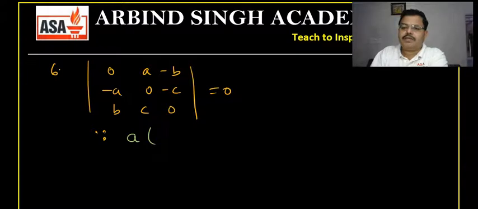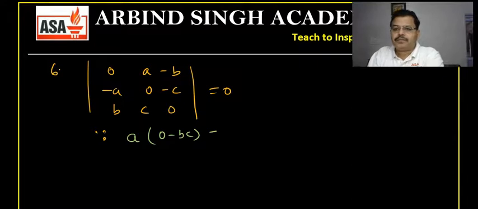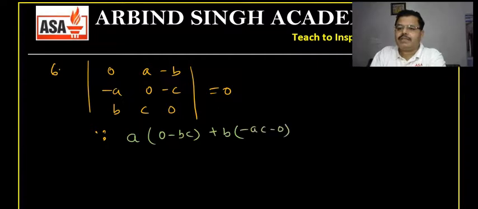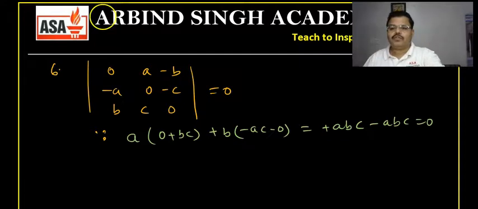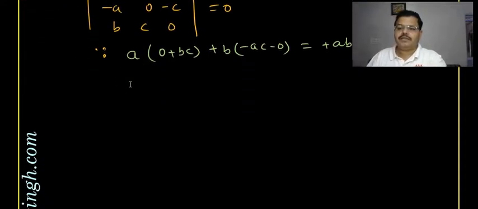So 0 minus BC, plus B times of this, this cancels and this cancels. So what is that? Minus AC minus 0. So that will be minus of ABC, and minus A, that is A. Cancel this, cancel 0 minus minus BC, that will be plus BC. So plus ABC and minus ABC is equal to 0. So question number 6 answer will be 0.